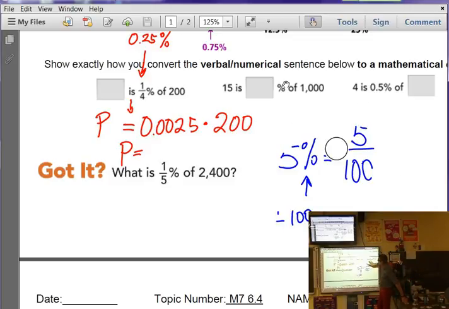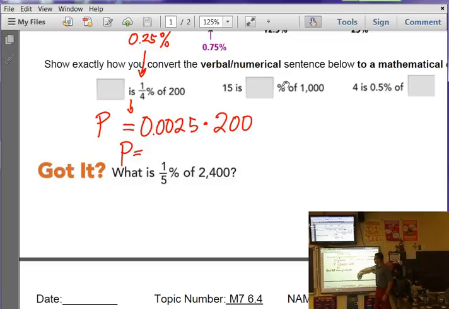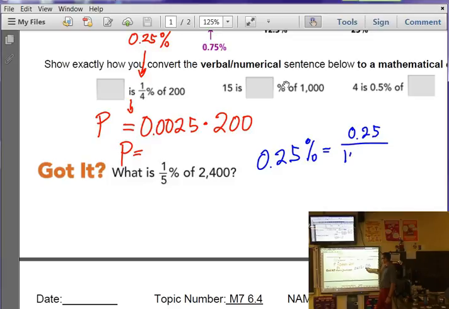So when I do that with 1/4 of a percent, which we know is really 0.25, so I really have 0.25%. So I take 0.25 and divide that by 100 to convert to the decimal form, and that is how we get our 0.0025.